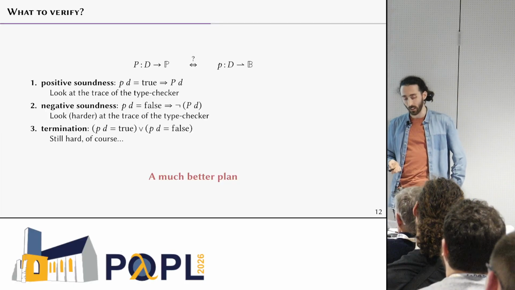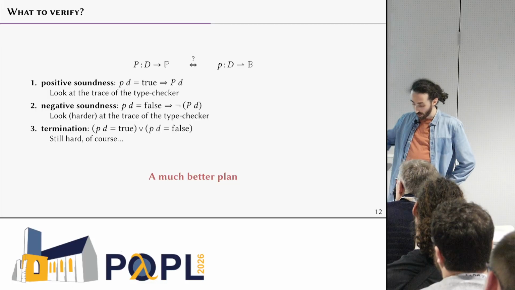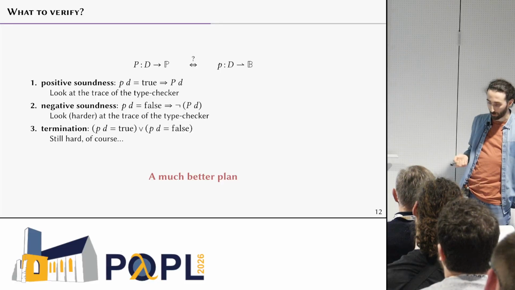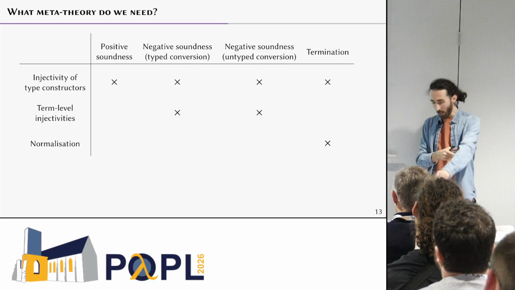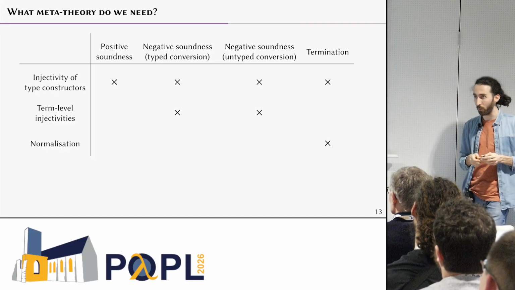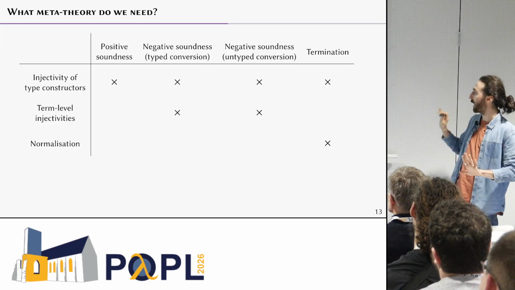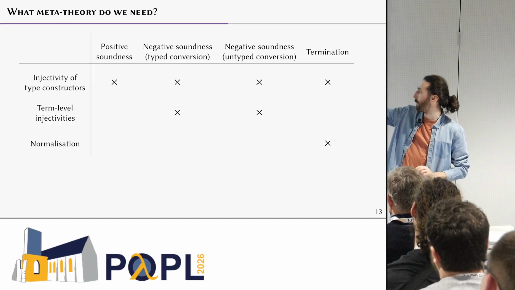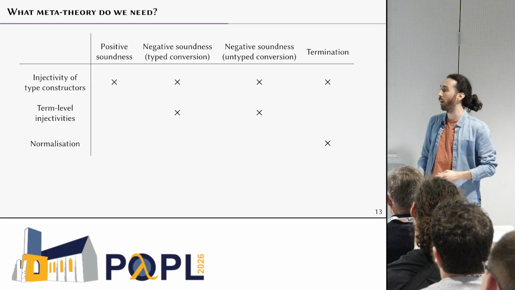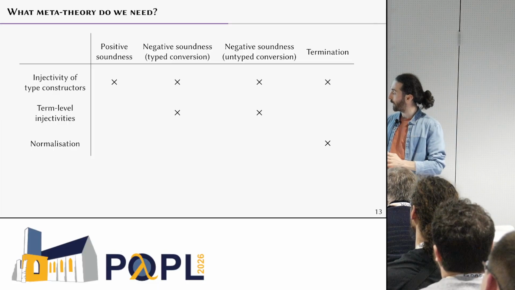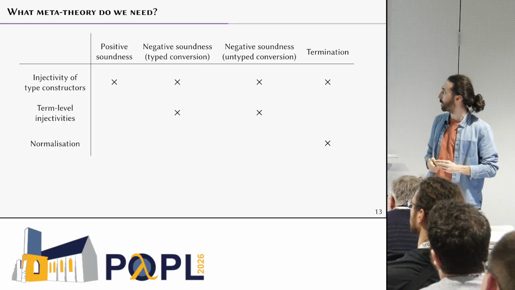And so let's look at what we can do to obtain that for our typed and untyped conversion checkers. And so this is the FSCD paper. I'm not going to go that much into detail. I'm just going to tell you the very high level of how things go. So on the left side here, you have the big meta-theoretic properties that you can think of for conversion in a dependent type system.